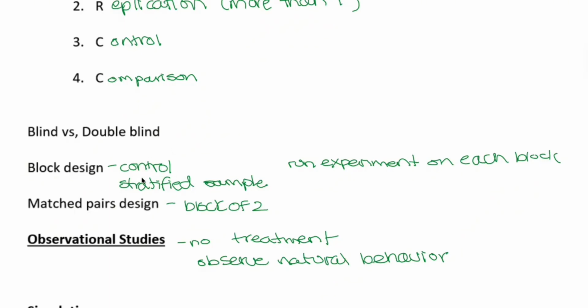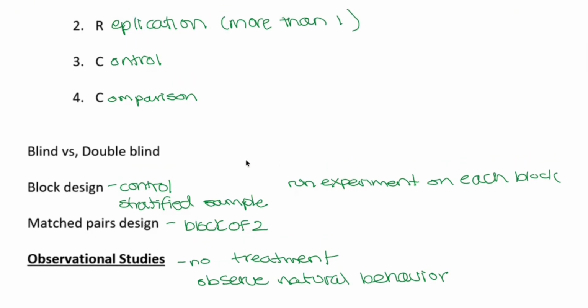You have to control some variables, and it will most likely be a stratified sample. You run an experiment on each block. So basically we have the same purpose. We want to reduce confounding variables or lurking variables, or other factors that may impact our conclusion, as much as we can. For a matched pairs design, it will be a block of 2.